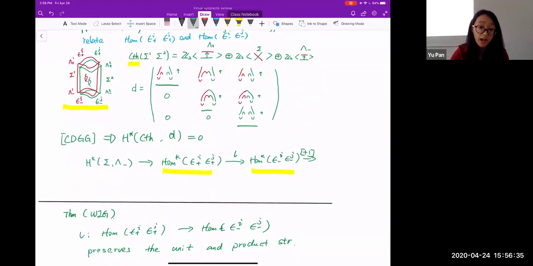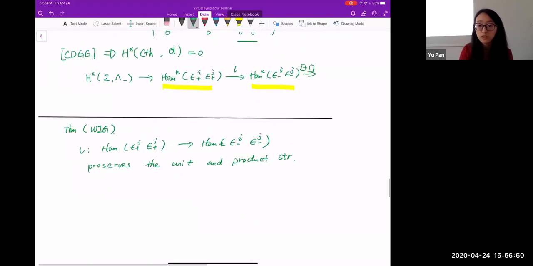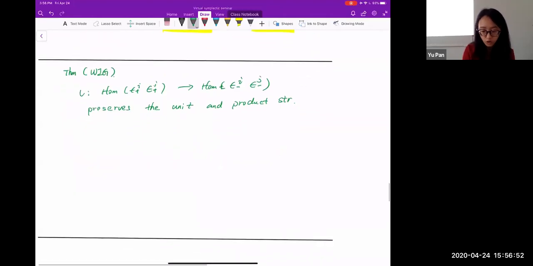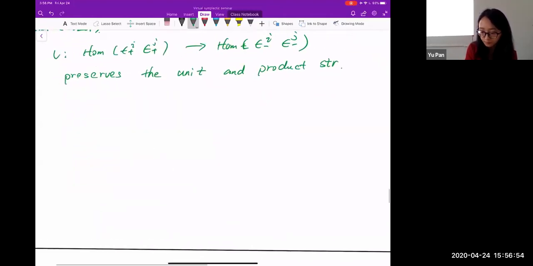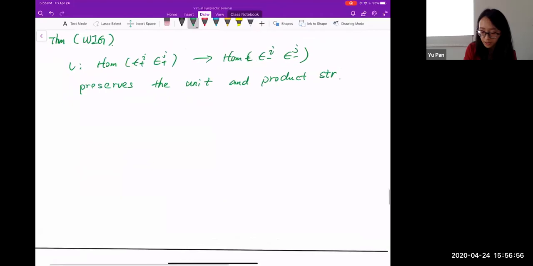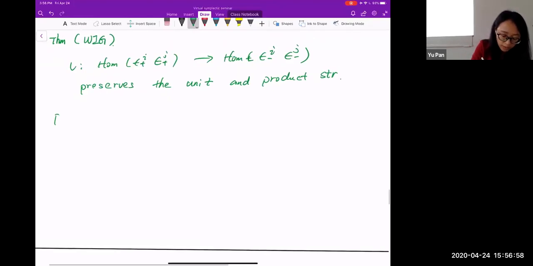Basically, for each knot, we have this A infinity structure. And actually for cobordism, we should have a certain type of A infinity structure. And it turns out the product structures are all preserved and the unit is also preserved. So they're in a very well-behaved structure. So now we can give a proof of the main theorem.